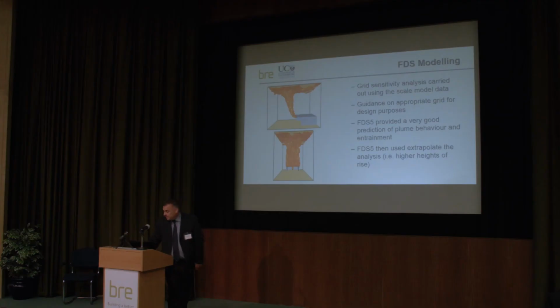Again, I carried out some CFD modelling using FDS, and a grid sensitivity analysis to model the scale model. In my thesis there is some guidance on an approximate non-dimensional grid size using FDS5. I found that FDS5 gave very good prediction of spill plume behaviour, both for adhered plumes and for balcony spill plumes. So this gave me the confidence to use numerical modelling to look at plumes of a much higher height of rise than were possible in the experiment.